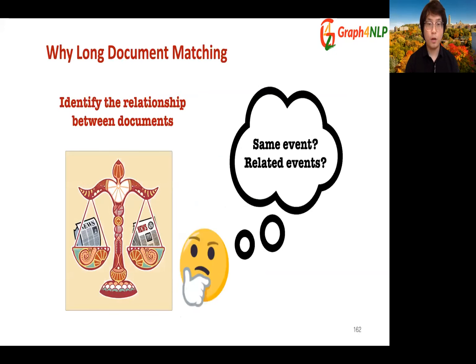When we perform long document matching, we basically want to identify the relationship between two news articles, so that if two news are talking about the same event or related events, we can know the relation. If they are not related to each other, we can divide them into different stories. In this way, we can help track the information among different articles and remove the redundancy.